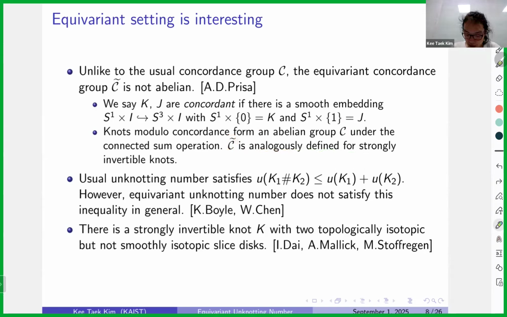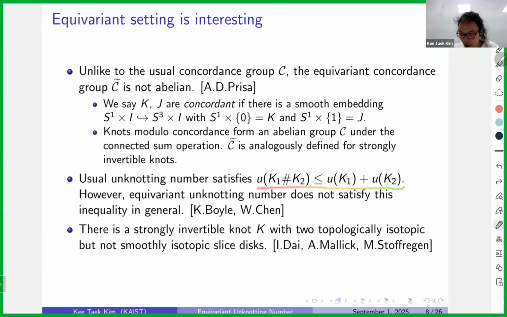But interestingly, Sakuma showed that the equivariant concordance group C tilde is not even abelian. And the second example is that the usual unknotting number satisfies this inequality. It is quite obvious, because if we want to make K1 connected sum K2 an unknot, then we just make this part an unknot and this part an unknot.